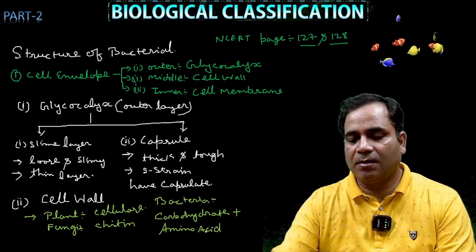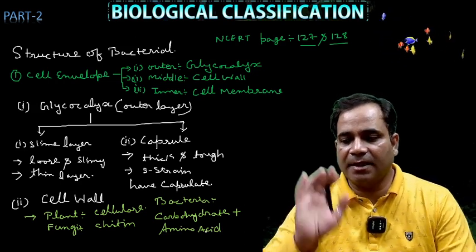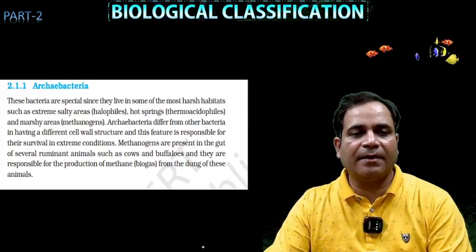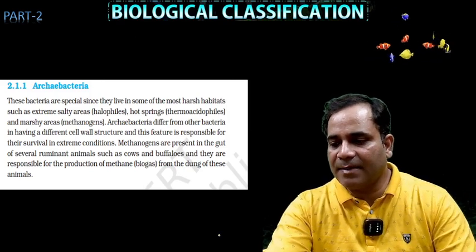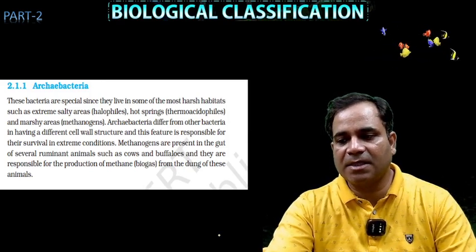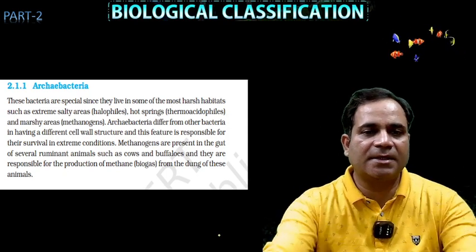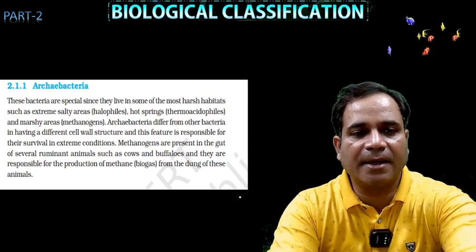Amino acid. That is called peptidoglycan, right? Clear? So this one is the structure. Now see here, whatever the things that is archaebacteria. When we move to the archaebacteria, first of all we must know about the cell envelope, and then we move ahead, in the archaebacteria and eubacteria.